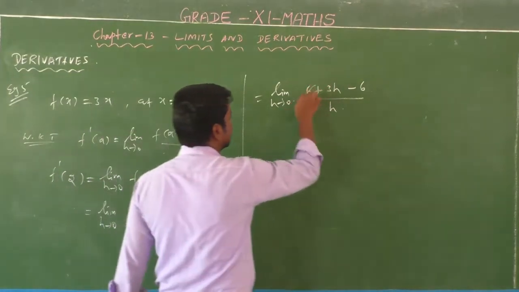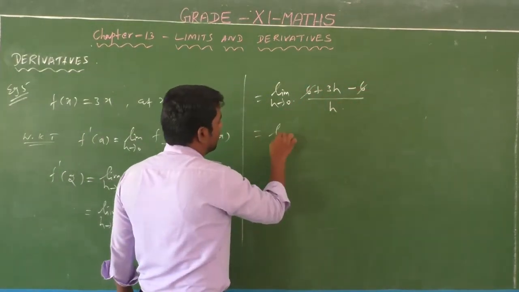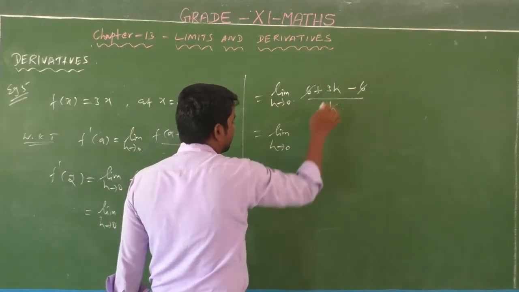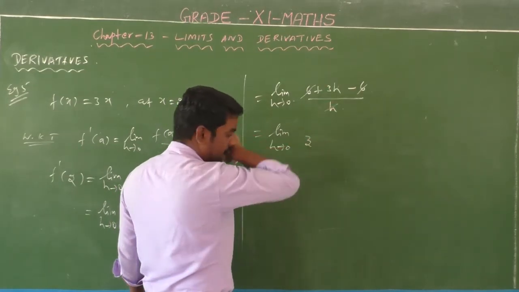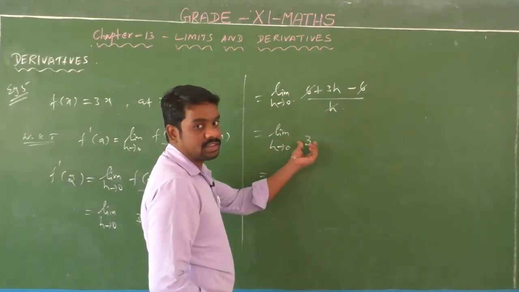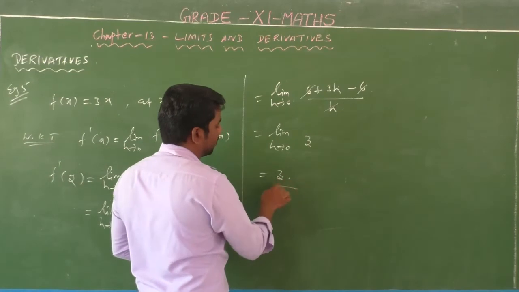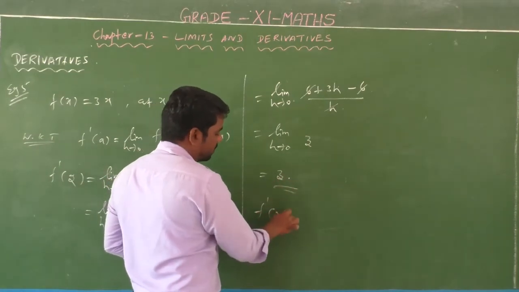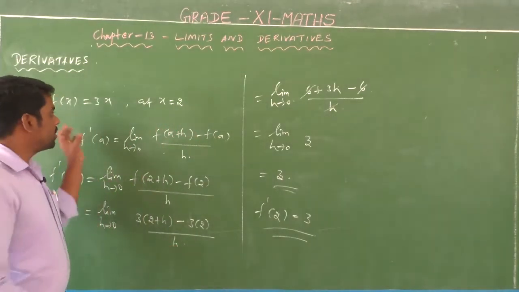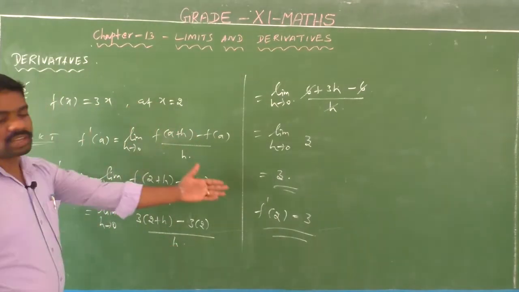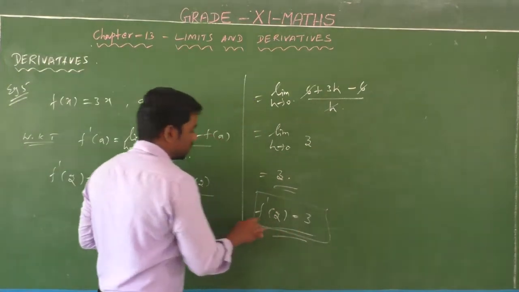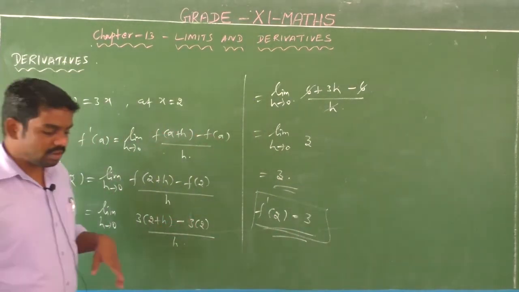So 6 minus 6 cancels. So limit h tends to 0, h cancels, so remaining 3. Apply the limit h tends to 0; the value 3 does not change. So the value is 3. Therefore f dash of 2 is equal to 3. So the derivative of this function at x equal to 2 is 3. Okay, this is our answer.